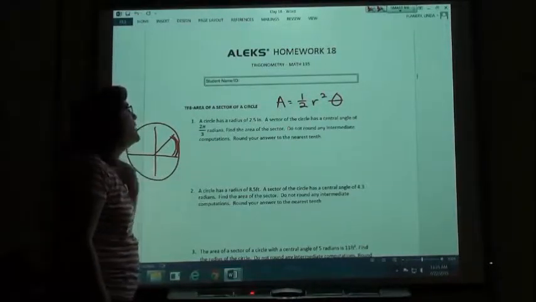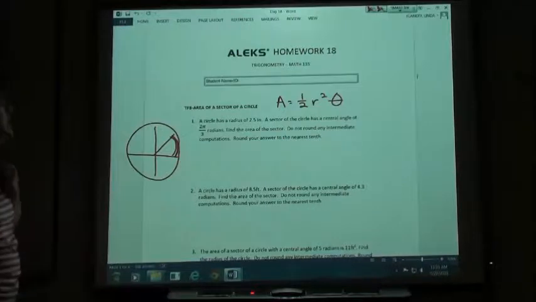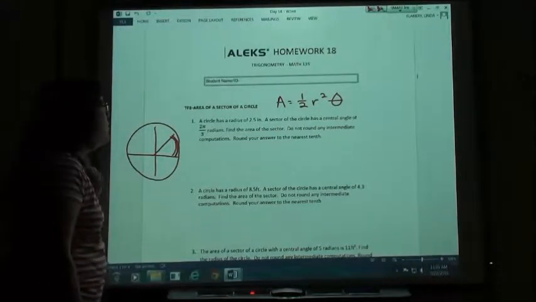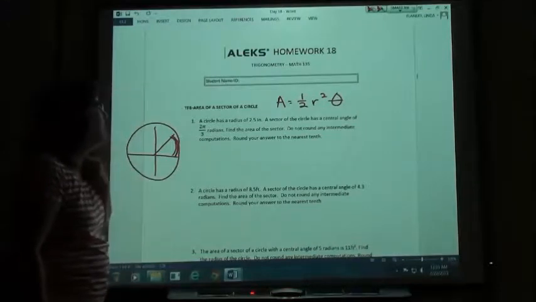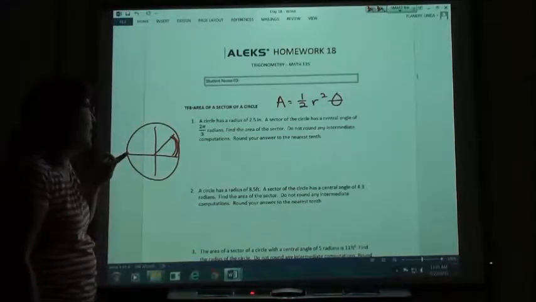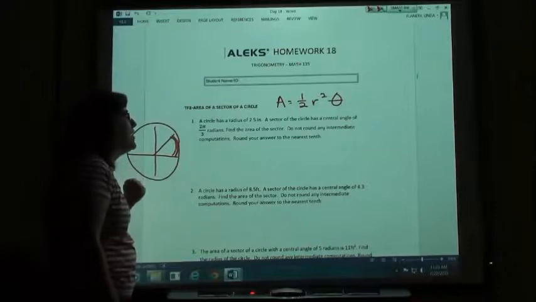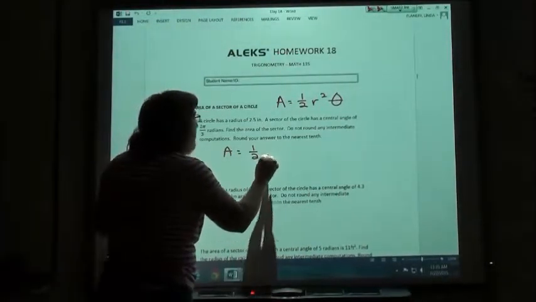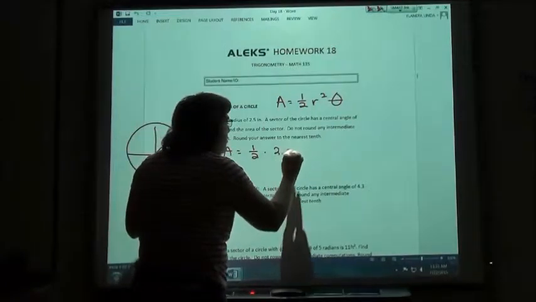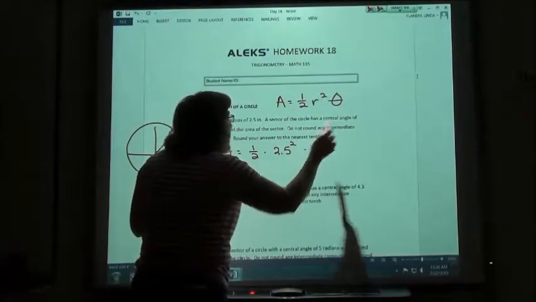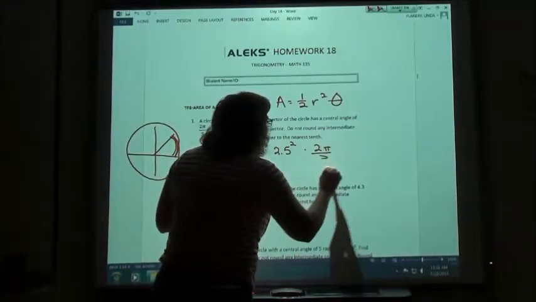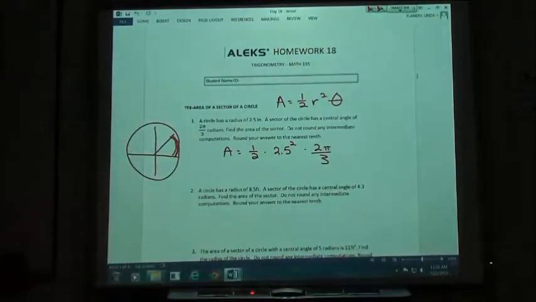It says a circle has a radius of 2.5 inches. The sector of the circle has a central angle of 2 pi over 3 radians. Find the area of the sector. Do not round any intermediate computations. Round your answer to the nearest tenth. So my area is equal to 1/2 times the radius squared, so 2.5 squared, times the central angle in radians, which is 2 pi over 3.